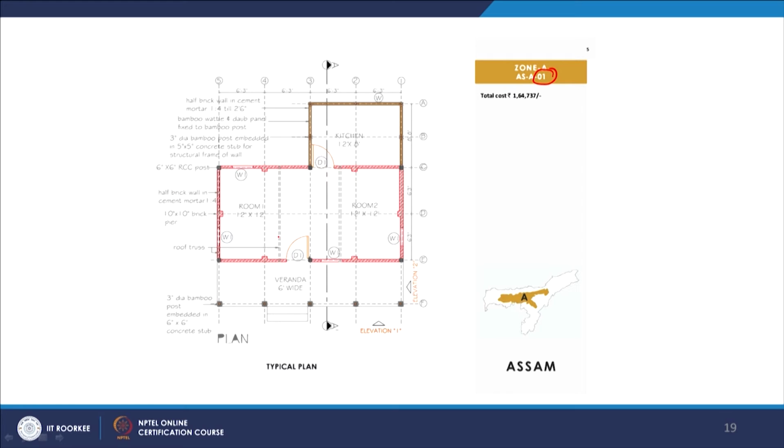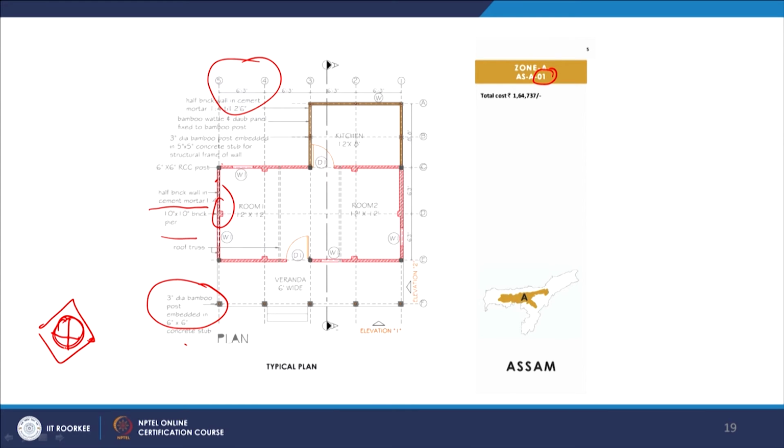And here you can see the half brick wall in cement mortar in 1:4, and whereas if it is a brick pier, 10 inches by 10 inch brick pier, and for each, this is a 6 feet 3 inches span you are getting, and also 3-inch diameter bamboo post embedded in concrete slab. So basically you have the concrete, and then this is a bamboo post which has been embedded with it that acts like a reinforcement. So this is a basic understanding of the plan forms of it.